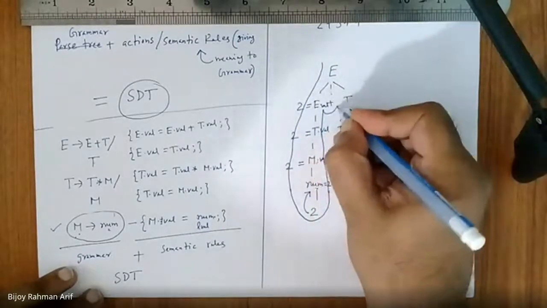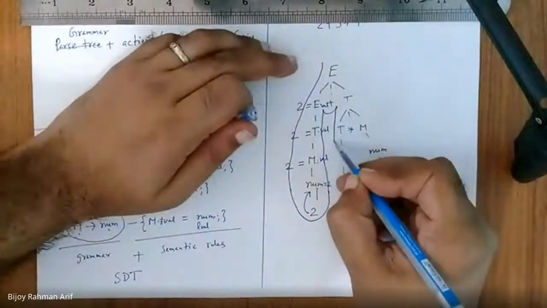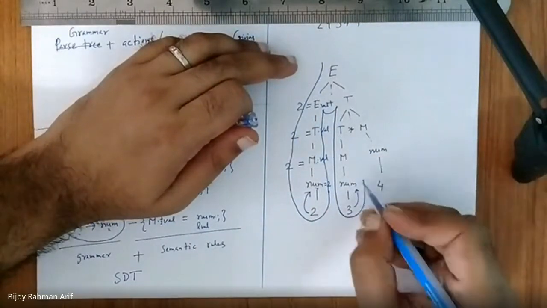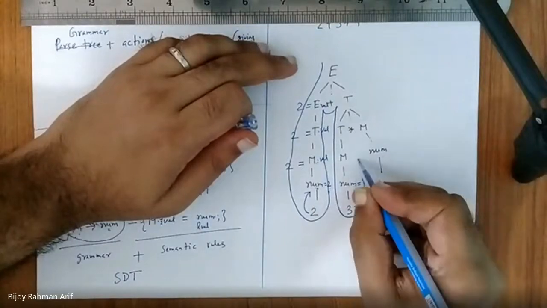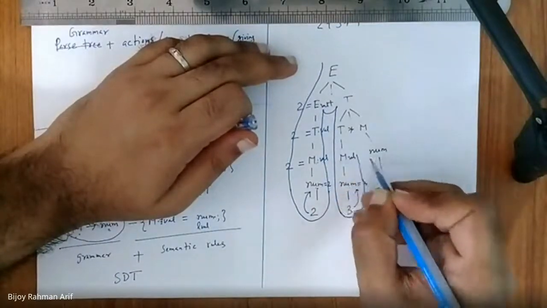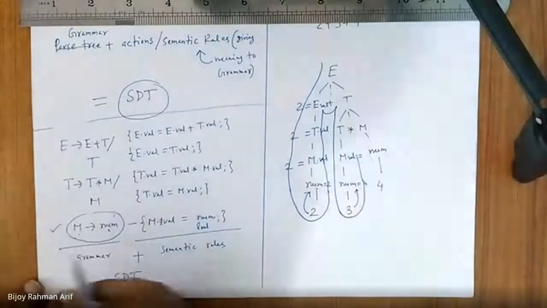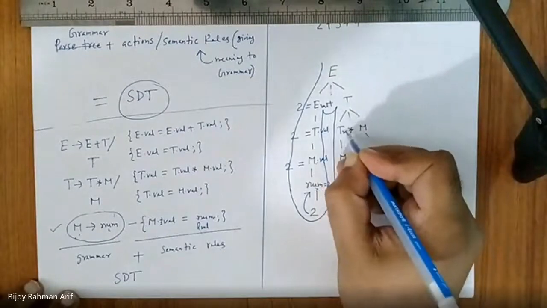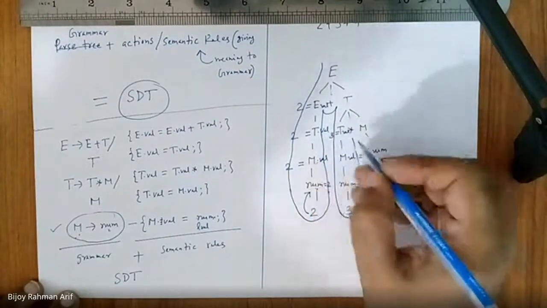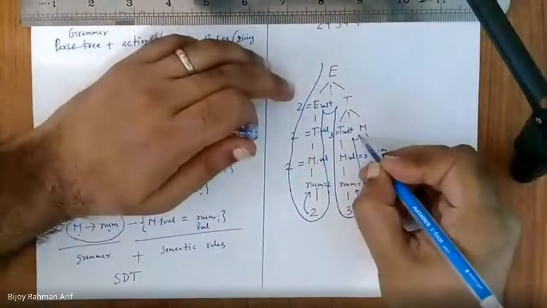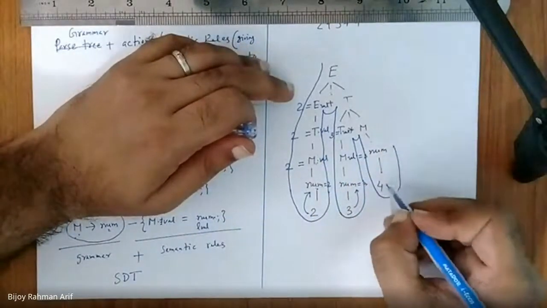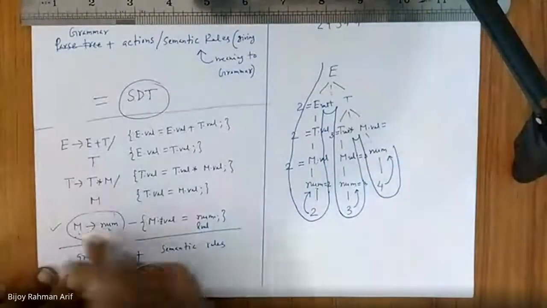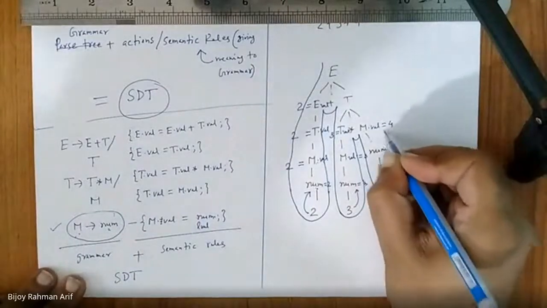Now plus is not a reduction. We continue again. Now this would become 3. Again M.val would become 3, the same production. Then T.val would become 3. And star is not a reduction. We go on again. Now this would become 4, and M.val would become 4. Then yes, this one is a reduction.